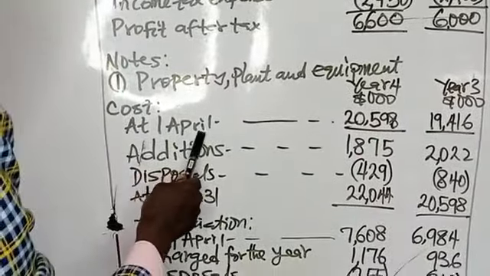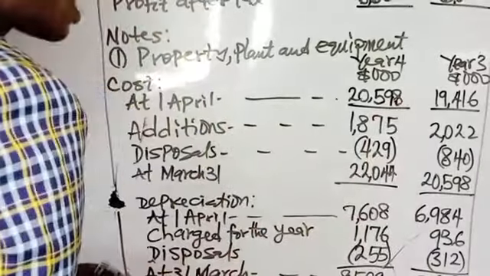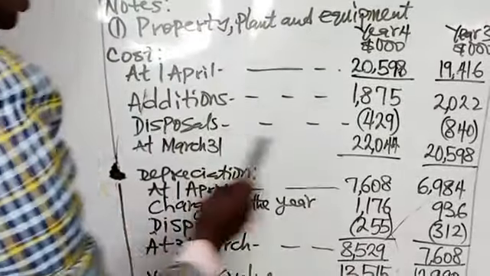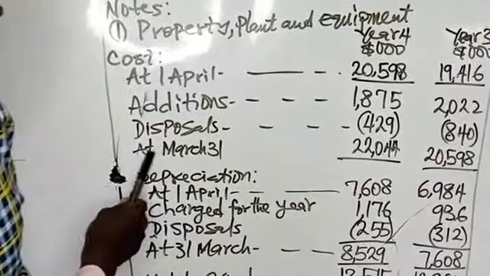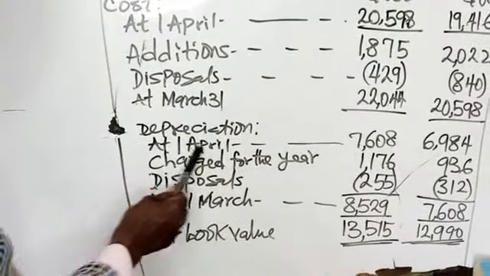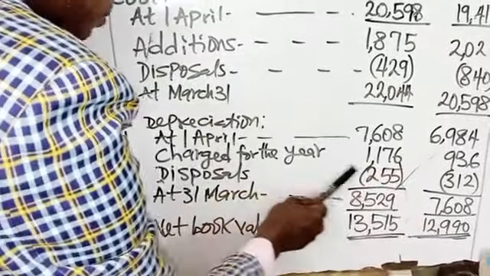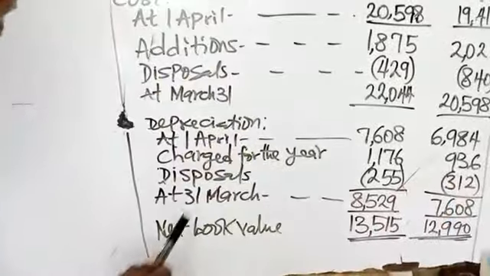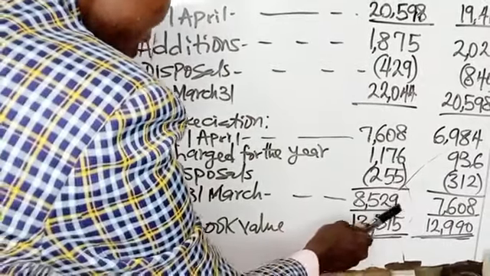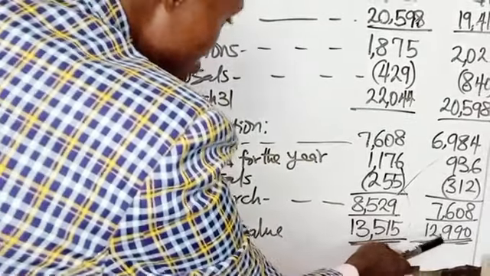Cost at 1st of April, we have $20,598 and $19,416. Additions, $1,875 and $2,022. Disposals, $429 and $840. At 31st March, we have $22,044 and $20,598. Depreciation at 1st of April, we have 7,608 and 6,094. We have charge for the year, 1,176 and 936. We have disposals, 255 and 312. At 31st March, 8,529 and 7,608. We have net book value, 13,515 and 12,990.